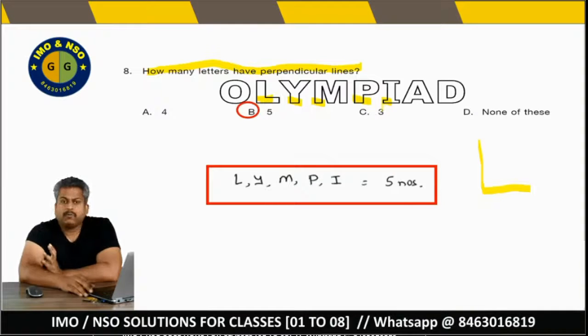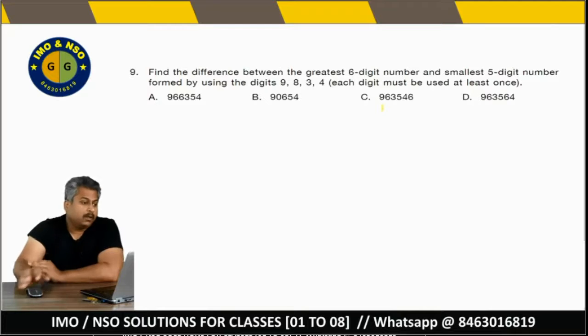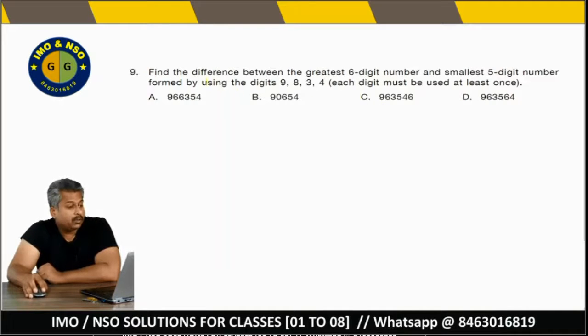So this was a pretty easy question. So coming on to the next question. Question 9. So in question 9, what does it say? Find the difference between the greatest 6-digit number and the smallest 5-digit number, which can be formed by using the digits 9, 8, 3 and 4. And here it is given that each digit must be used at least once. So at least once every digit has to be used.